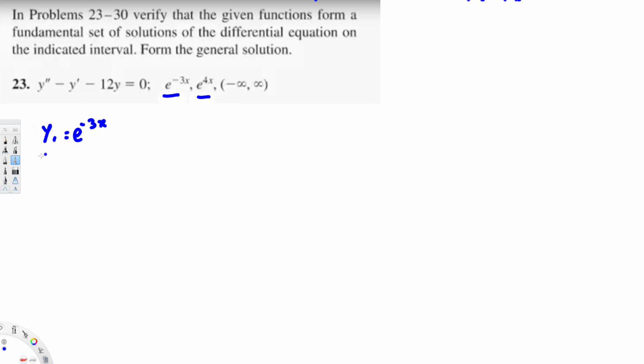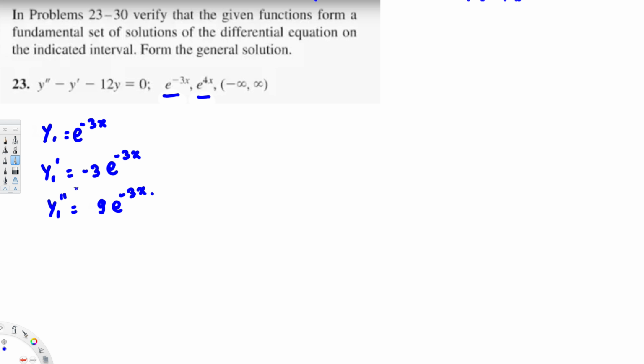Now if I take the first derivative of this, that's going to give us negative 3 e power minus 3x. And if I take the second derivative, that's going to give us negative 9, actually positive 9, because negative 3 multiplied again by negative 3 is positive 9, times e power minus 3x. Okay, now we plug it back into this equation and see whether we get 0.